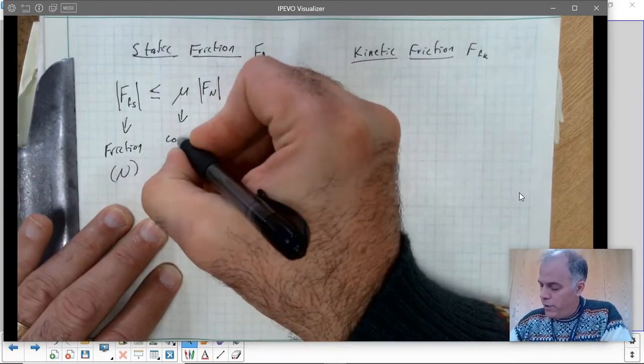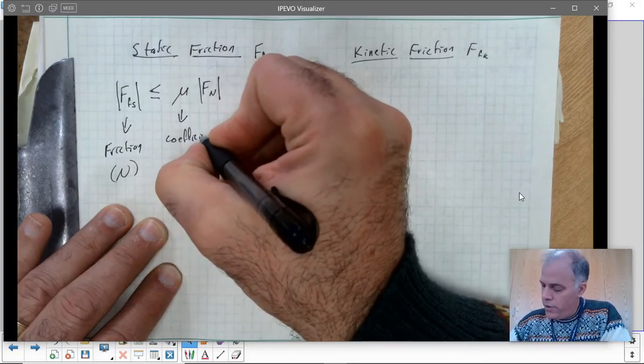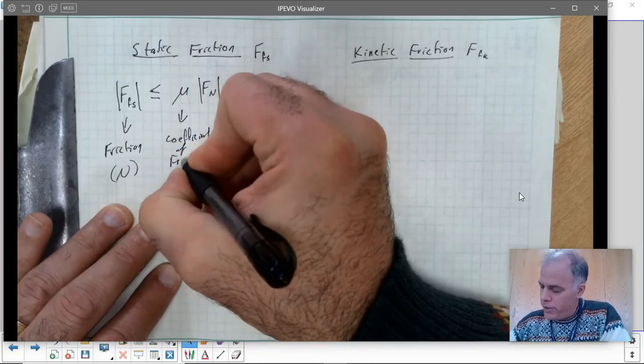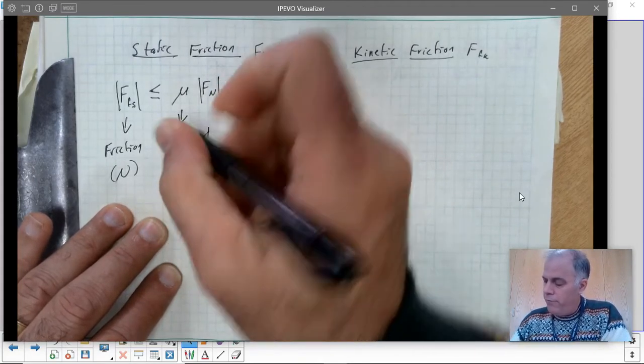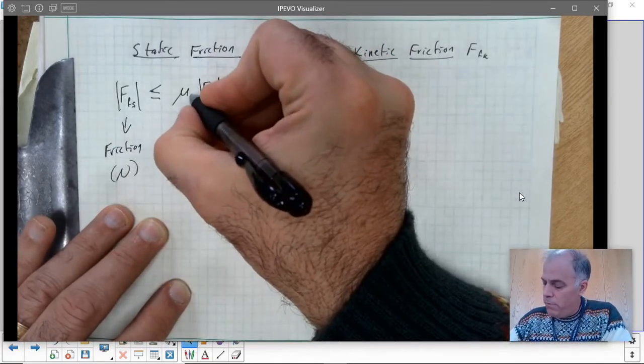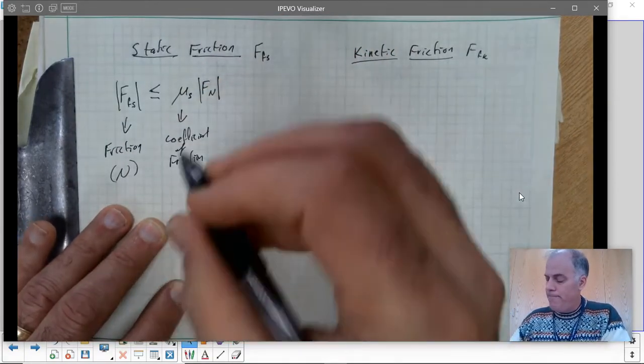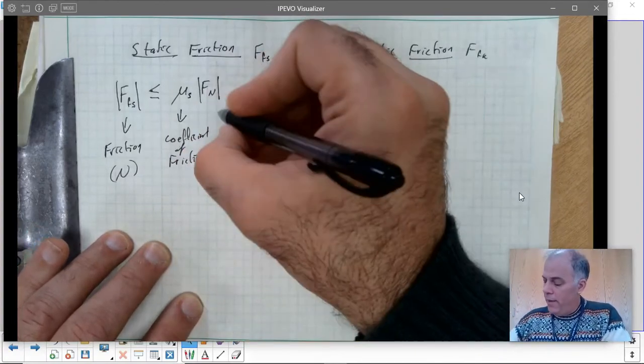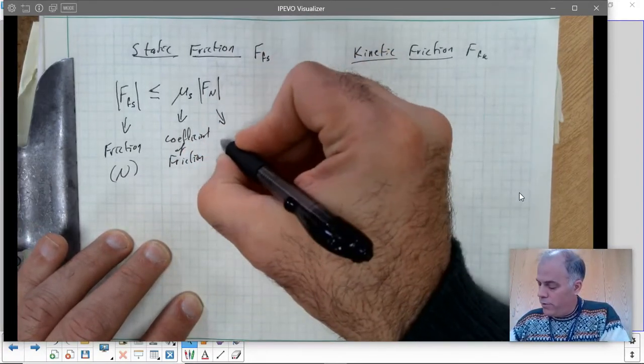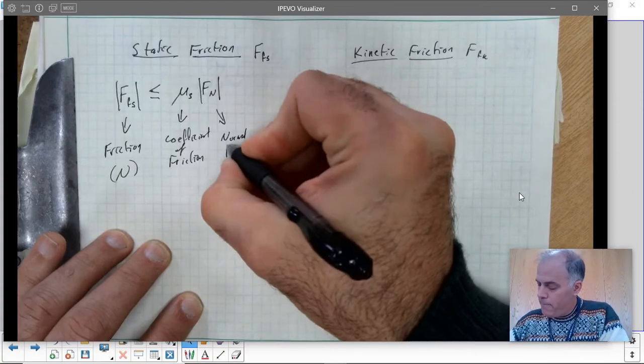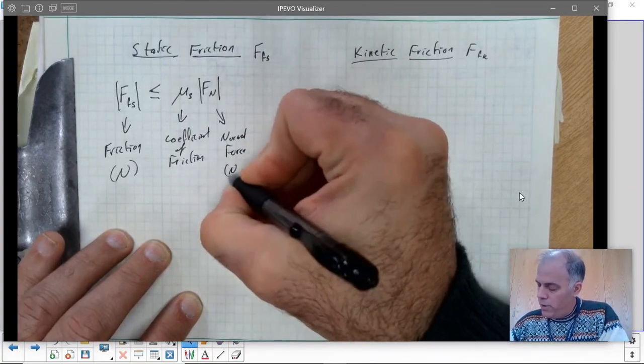This is the coefficient of friction, and for static friction, this is going to be mu s. Okay, and then the normal force is the normal force, and that is also in newtons.